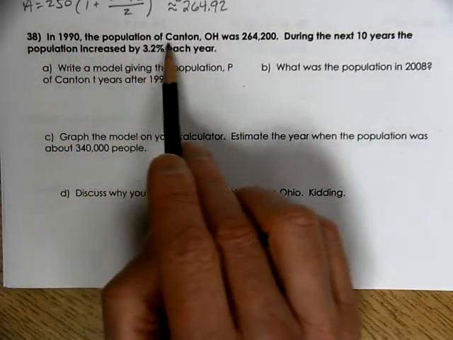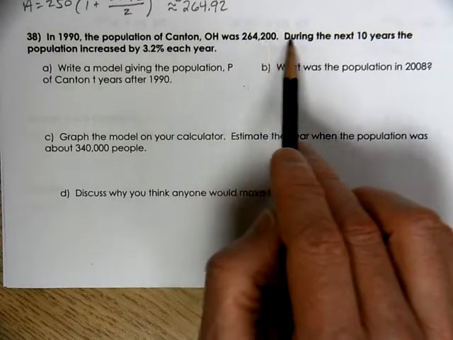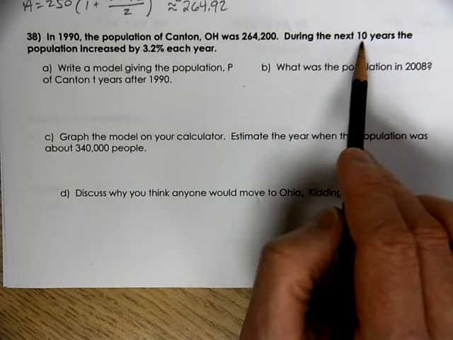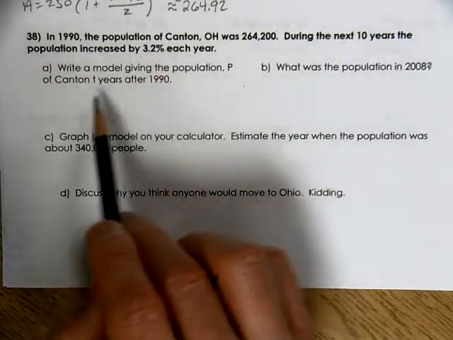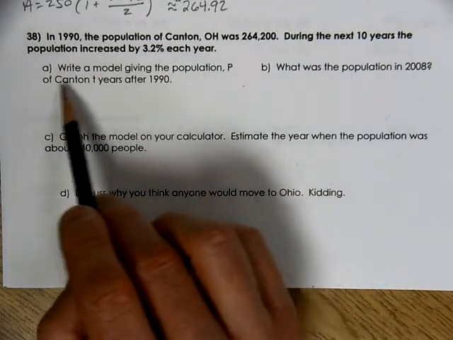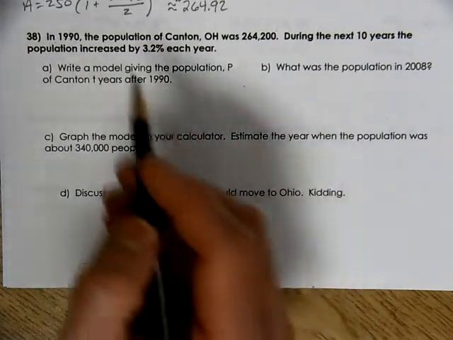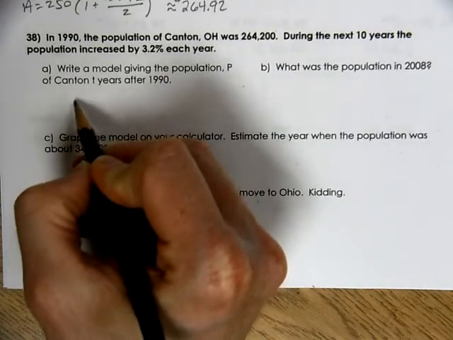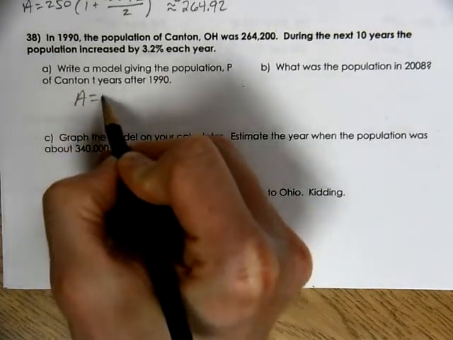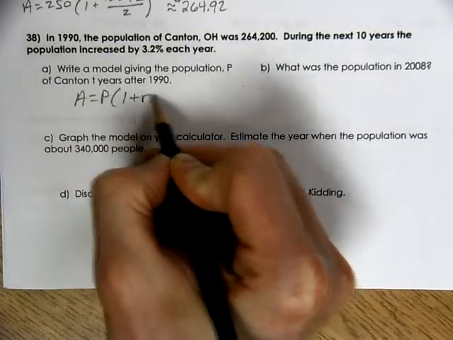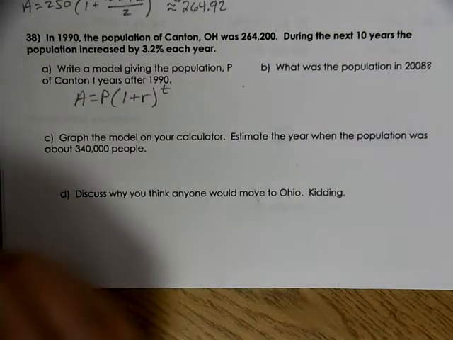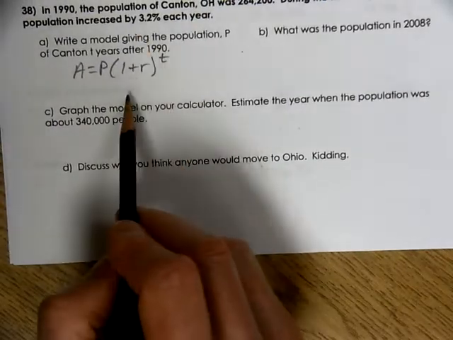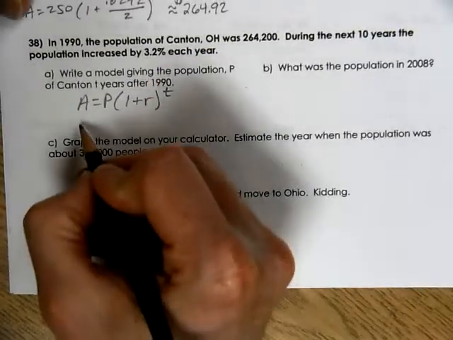Here in 1990, the population of Canton was 264,200. During the next 10 years, the population increased by 3.2%. Write a model giving the population after 1990. So we would say that the amount that we have is P times 1 plus R to the T. That's the formula we'd be using. It's not compound interest. It's not divided by N. It's just our interest rate, and we do that calculation once a year.